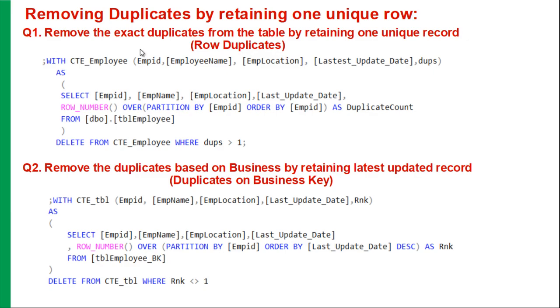So in the first case, we are trying to remove the exact duplicates from a table by retaining one unique key. In this case, all the columns of the duplicate rows will be exactly the same. The second one is deleting duplicates based on the business key. This is also pretty much similar. We were asked to retain the latest record, so we should be more careful in sorting the data. We should sort the data on this particular column by descending, which gives the rank as 1, and we should retain such records. That's why we should say rank not equal to 1.